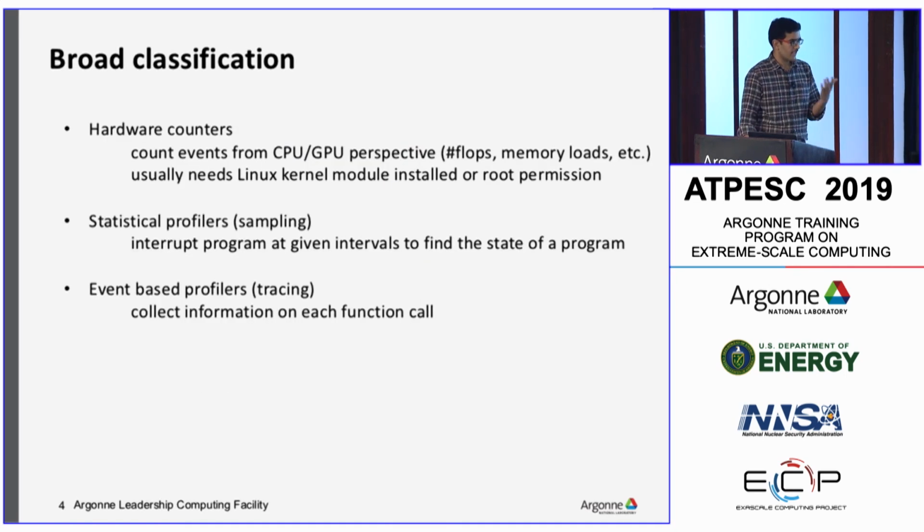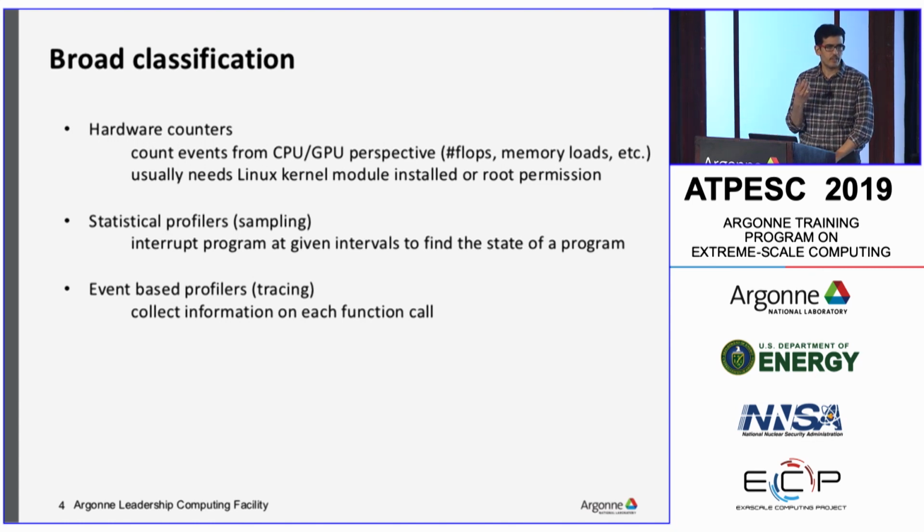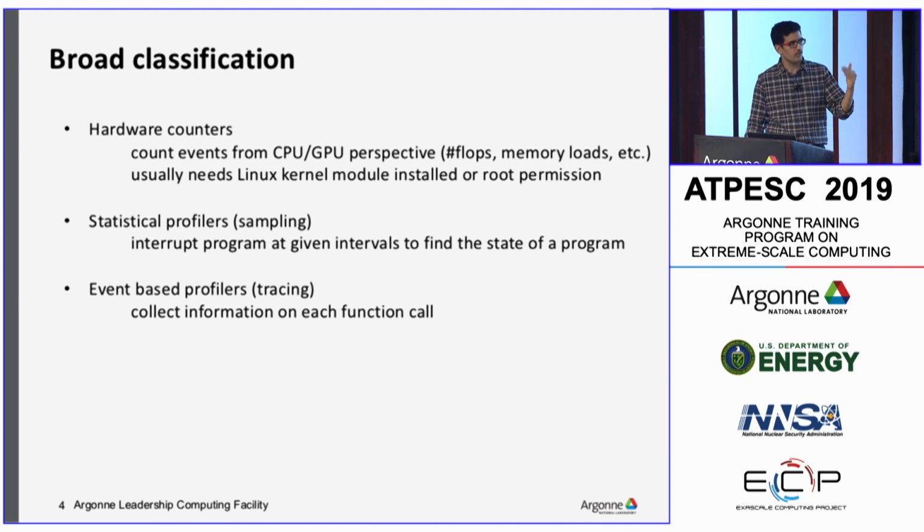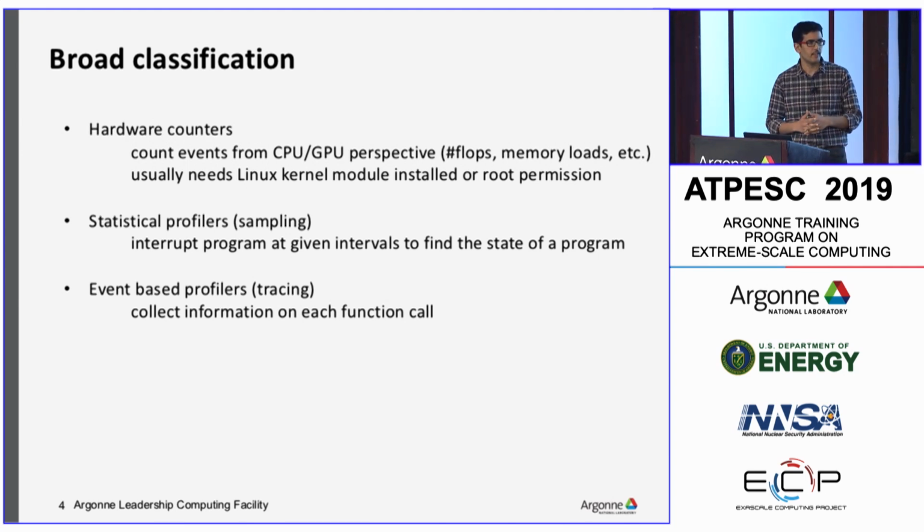In terms of a broad classification, there are multiple ways that profilers work. One is reading the hardware counters, which are numbers you can read directly from the processors, and there are certain tools that can read the raw values. You can also have sampling based profiling, where every couple of cycles you read the counters and get a snapshot of the values. And there is tracing, where, based on each function call, you aggregate the collected profile information.